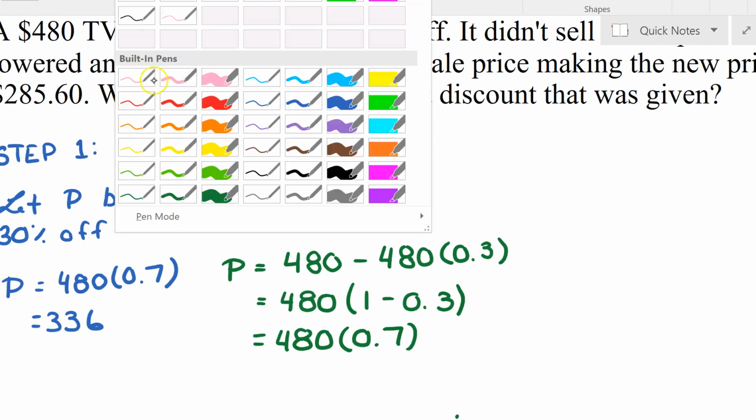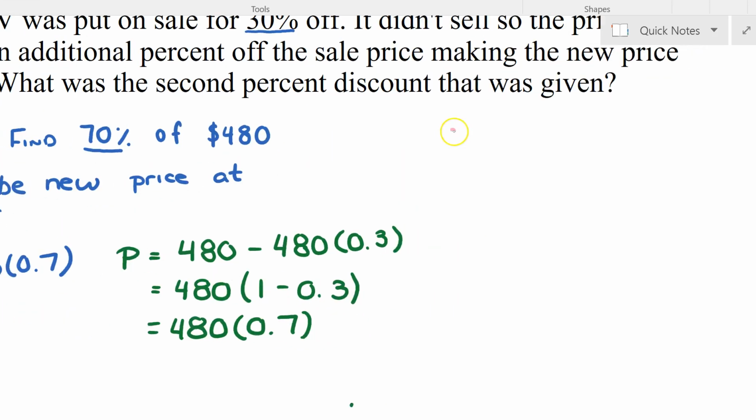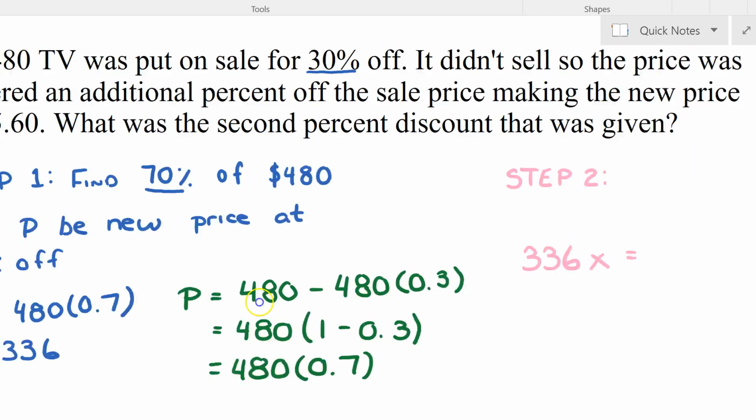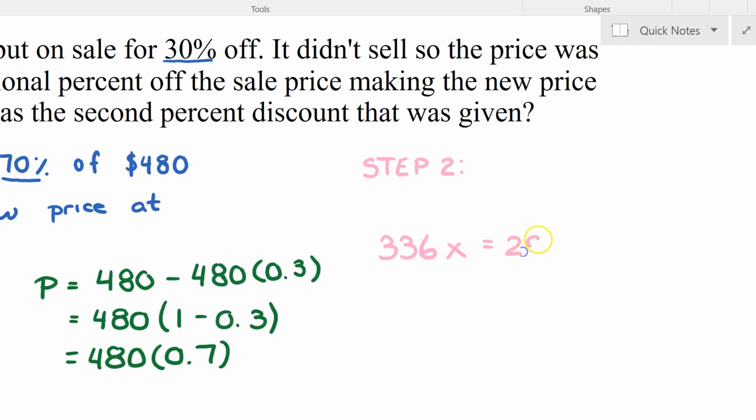So now what's step 2? For step 2, we know that the new price is $336, and we need to find the new discount. So we're going to say 336 times X equals the new price, and the new discounted price was $285.60.